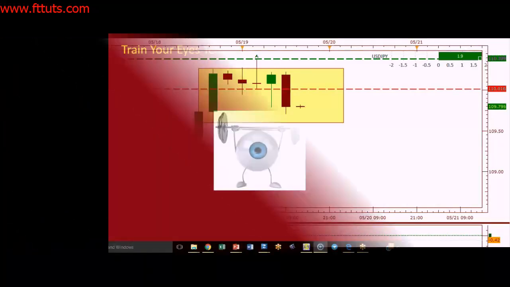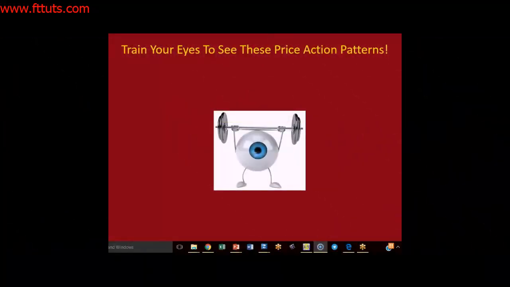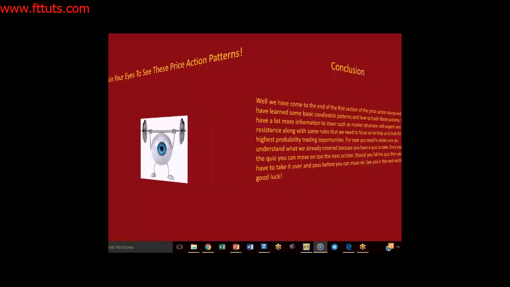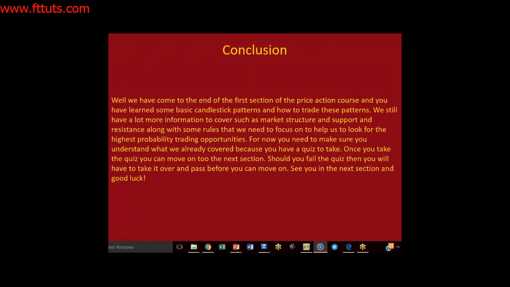Train your eyes to see these price action patterns. Conclusion. Well, we have come to the end of the first section of the price action course, and you have learned some basic candlestick patterns and how to trade these patterns. We still have a lot more information to cover, such as market structure and support and resistance, along with some rules that we need to focus on to help us to look for the highest probability trading opportunities.